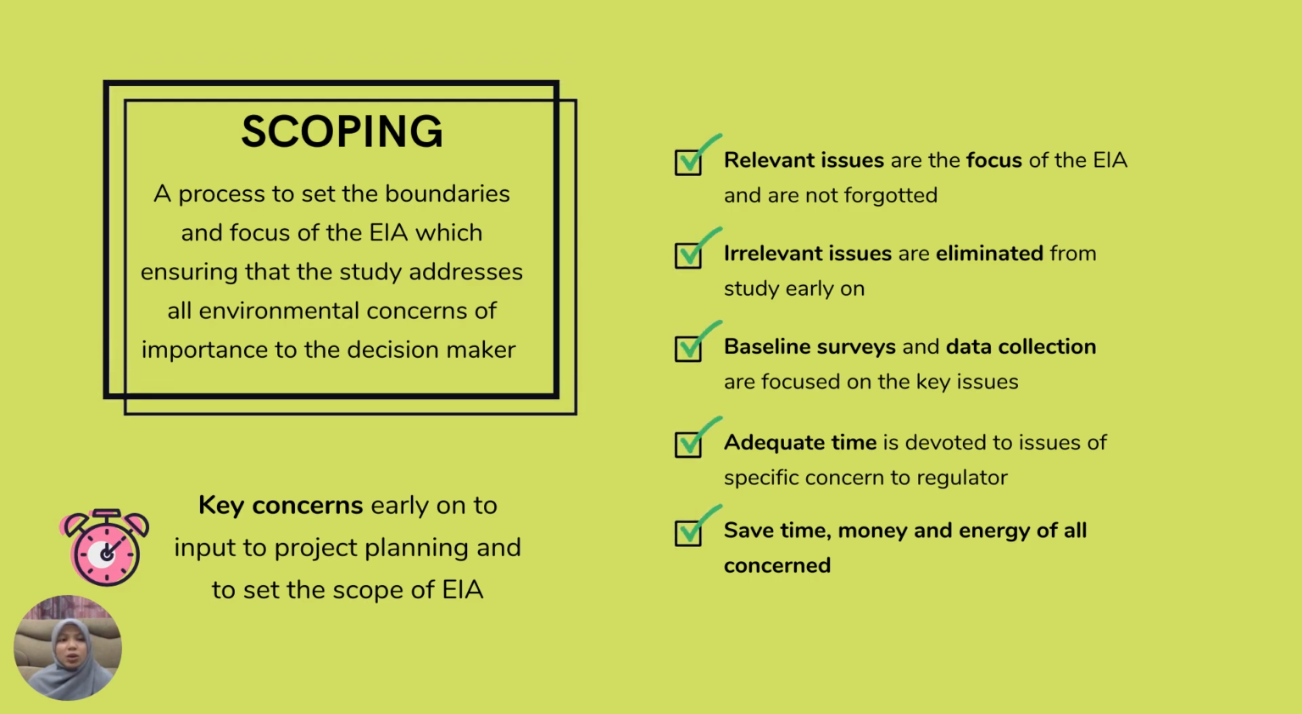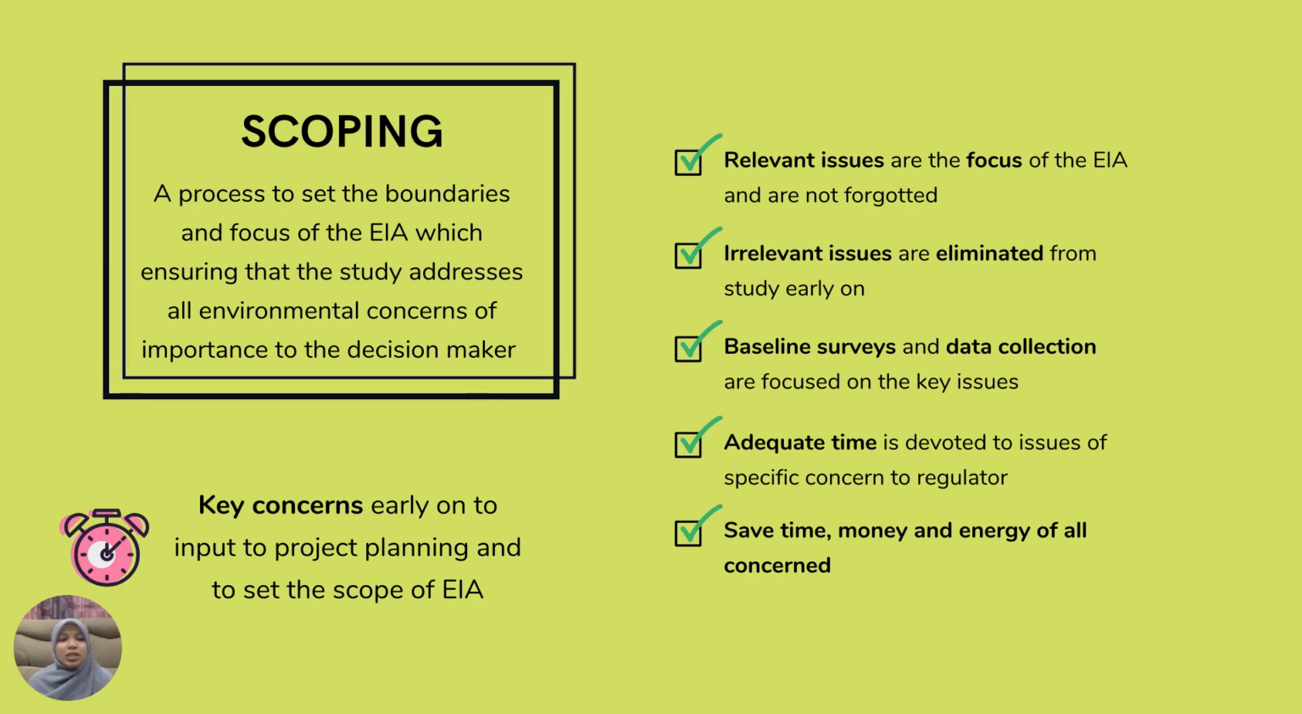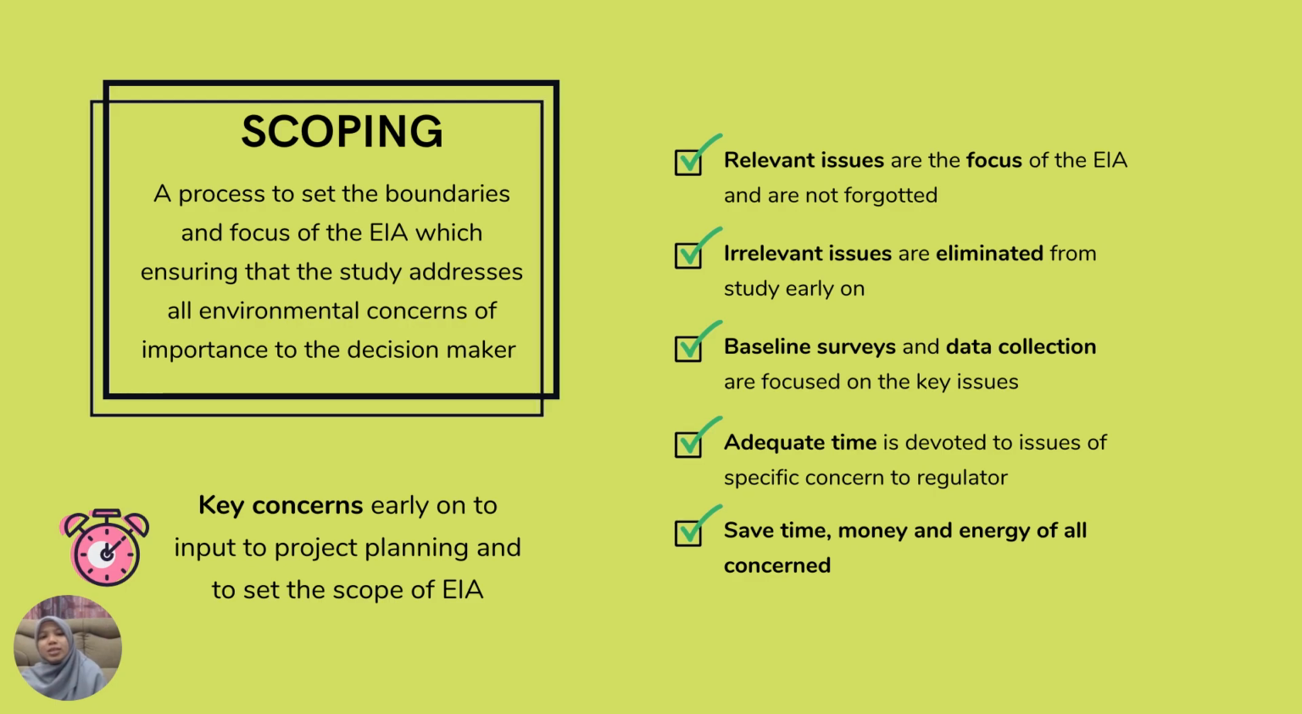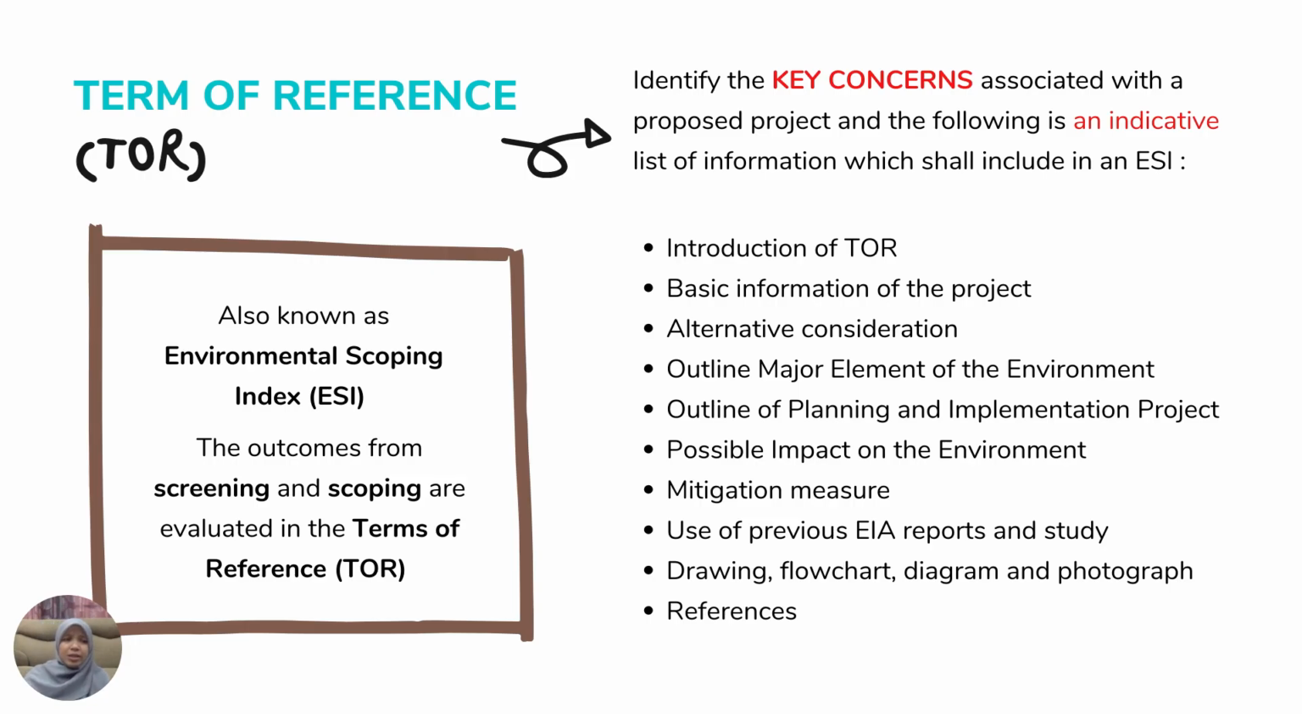So basically, scoping identifies key concerns early on to input into project planning and to set the scope of the EIA. Next is the terms of reference, also known as the Environmental Scoping Index or ESI, and this is the outcome of the screening and scoping. The TOR is to identify the key concerns associated with the proposed project, and the following is an indicative list of information which shall be included in the ESI or TOR.